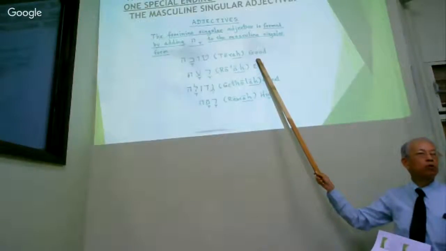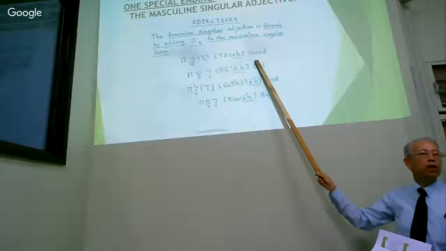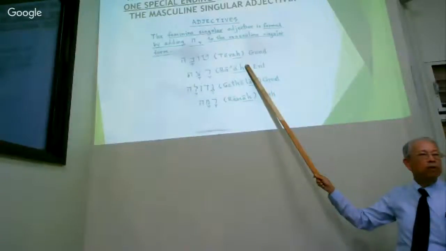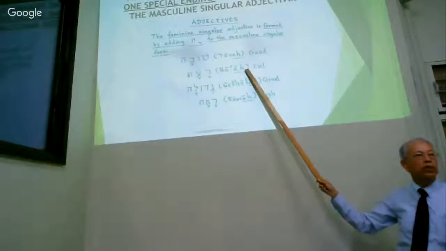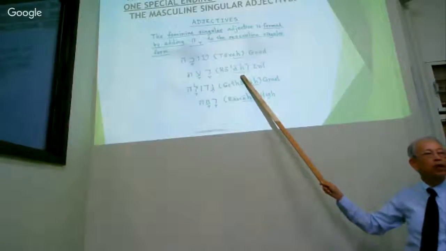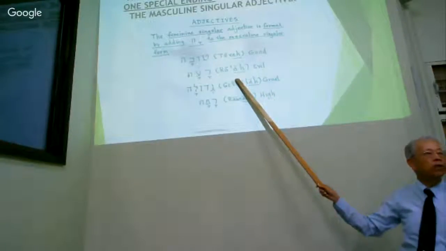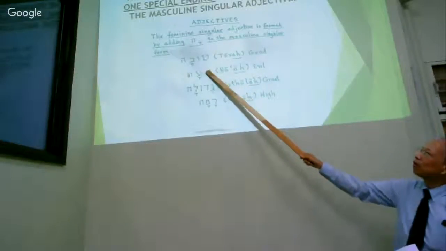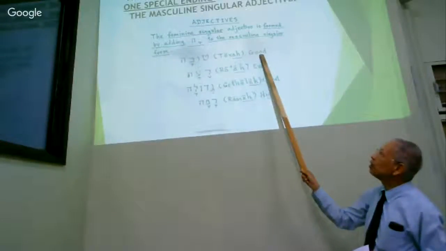Tovah. This is what Tito says about his wife: Tovah ishti. Ishti means my wife. Tovah means is good. Tovah ishti, my wife is good. Tovah, you add kamatz heh to tov and you get good, feminine gender.